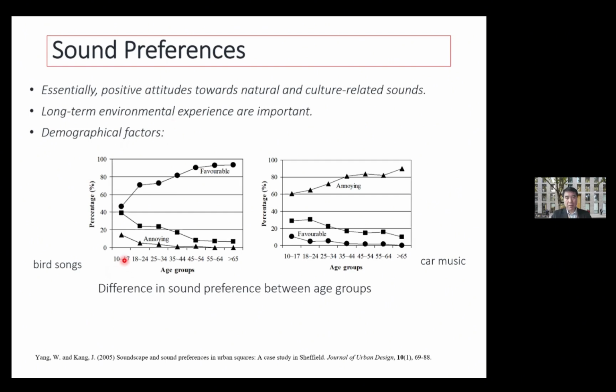For example, we found with increase of age, people tend to like bird sound more. This is the percentage of favorable, annoying, or medium for certain sounds. You can see when people become older, they tend to like bird sound more. And for another, opposite sound, calm music, with increase of age, people hate this kind of artificial sound more. So we need to consider all these different human perceptions and design accordingly, rather than just say, if I design the decibel level right, you should feel good.